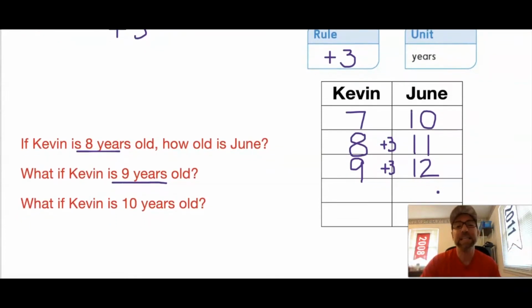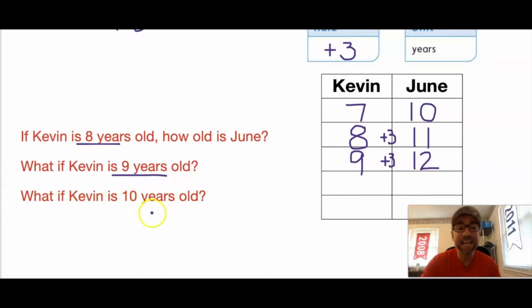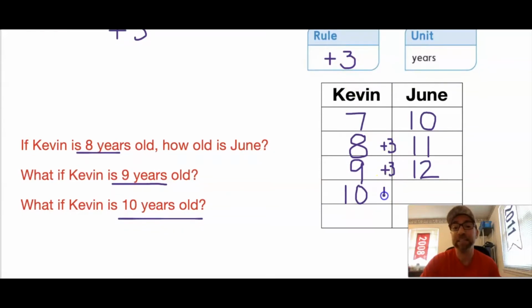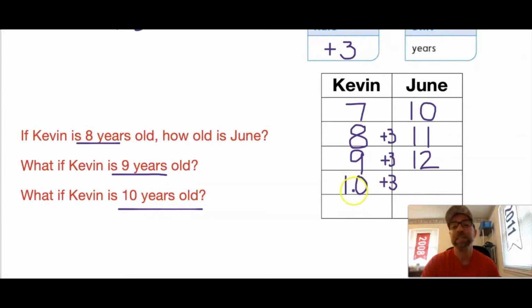What if Kevin is 10 years old? Well, if Kevin is 10, I know that I have to follow my rule. Add 3 years to Kevin's age. And then I will get June's age. So how many years old is June? 10 plus 3 more is 13.